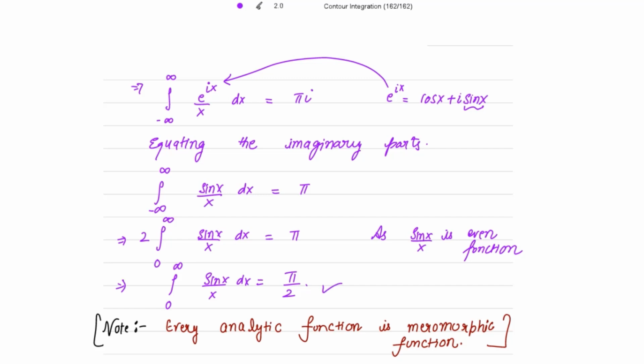A little note that every analytic function is a meromorphic function, right? Please also take this note as your remark.